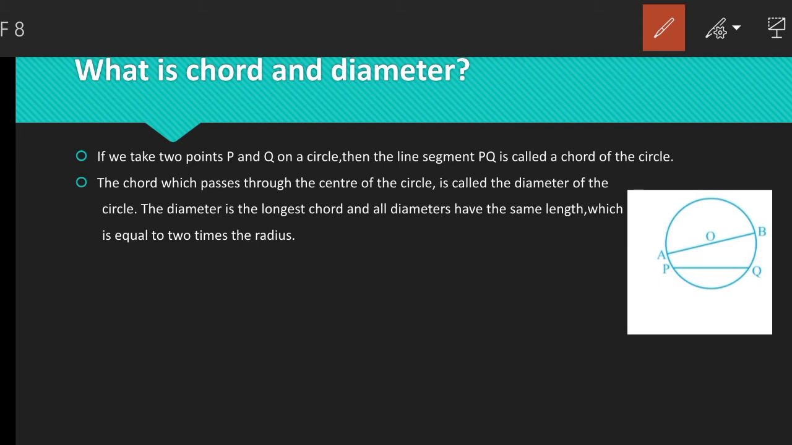The chord which passes through the center of the circle is called the diameter of the circle. The diameter is the longest chord and all the diameters have the same length, which is equal to 2 times the radius. See, O is always the fixed point. So OB is a radius and OA is also a radius. So we can say diameter is equal to AB, that is 2 times the radius. So we can say D equals 2R. D stands for the diameter and R stands for the radius.